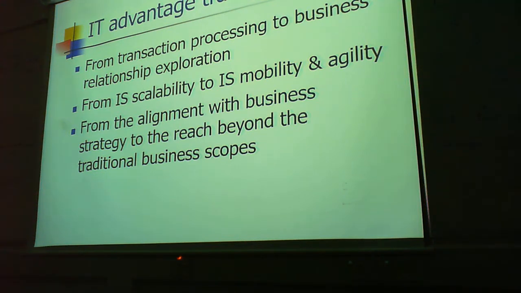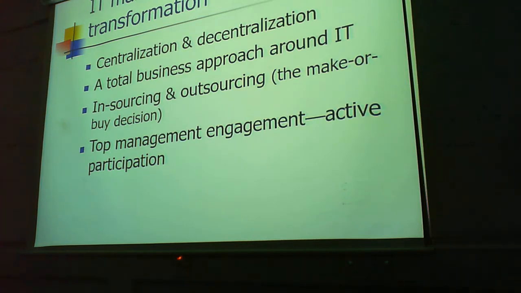From transaction processing to business relationship exploration, to IS scalability, to IS mobility and agility, from alignment with business strategy to reach beyond the traditional business scopes. Again, your business that might have been locally based, say, Ken, you started a shoe company, you sell local shoes. The scope of your business changes with IT infrastructure because it allows you to reach a wider scope of customers, of different markets. Okay, and this is all enabled by the IT advantage transformation.